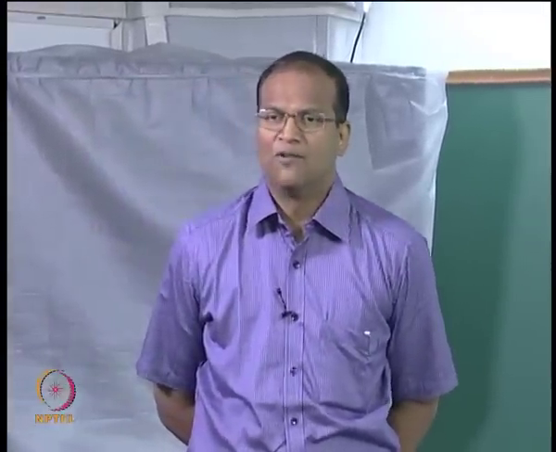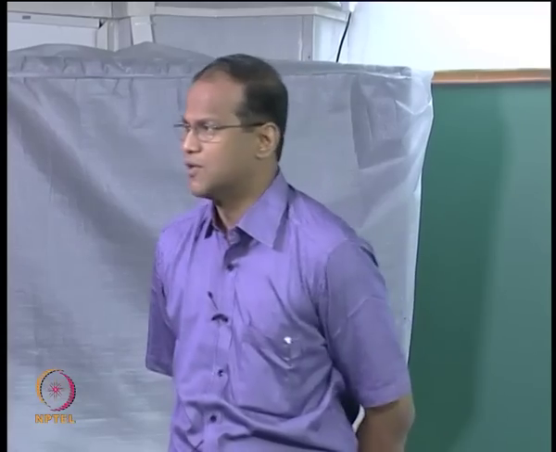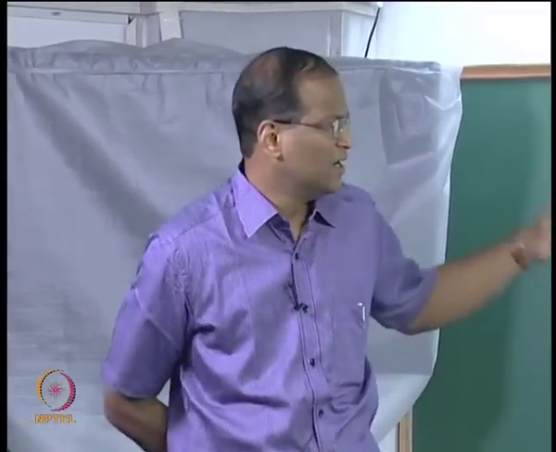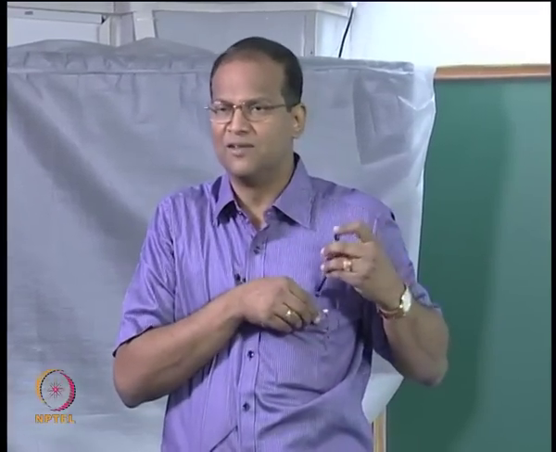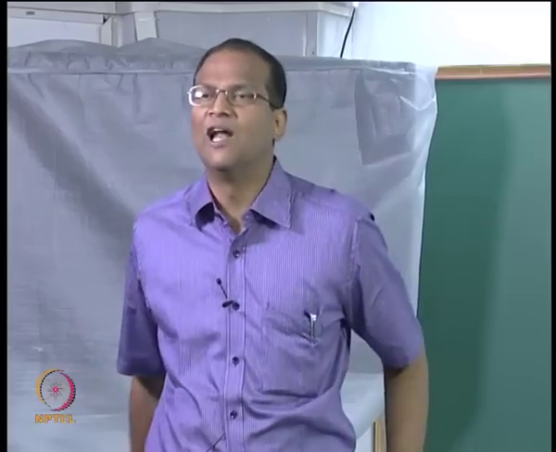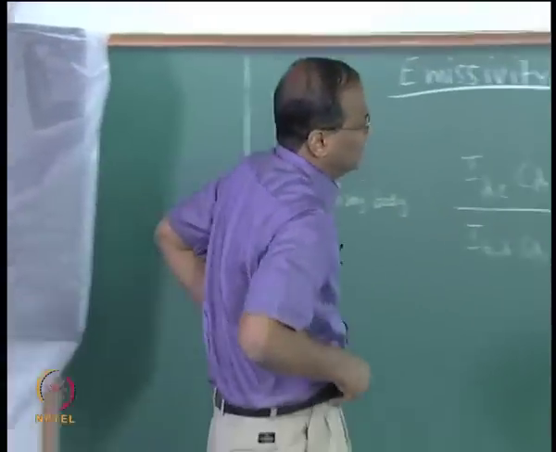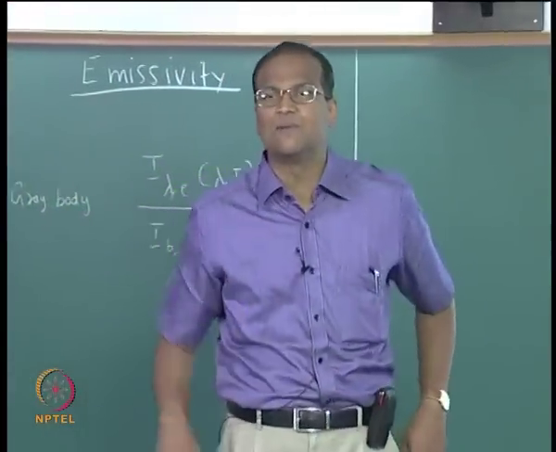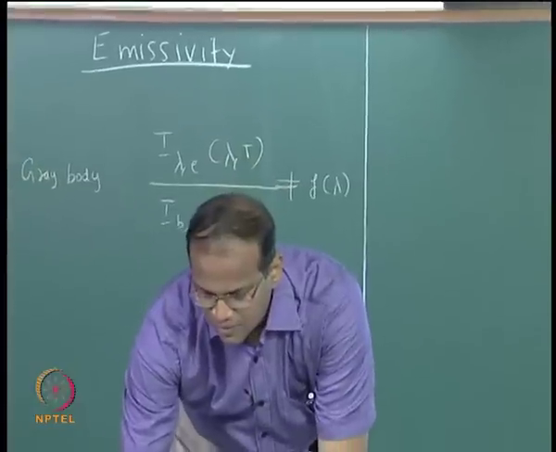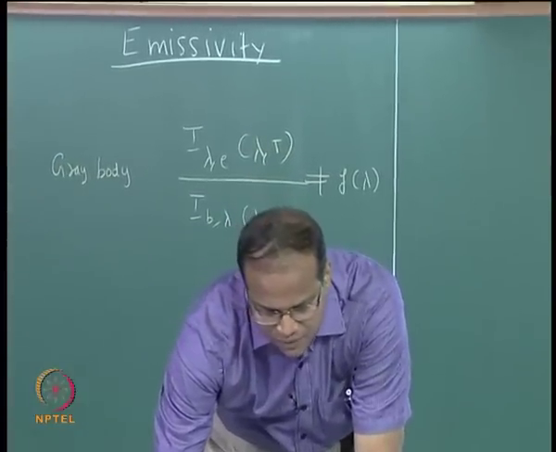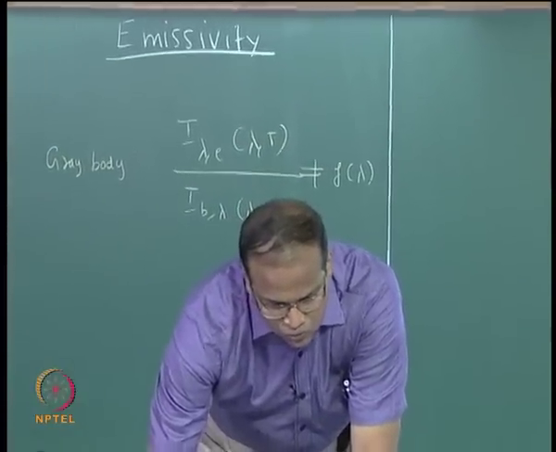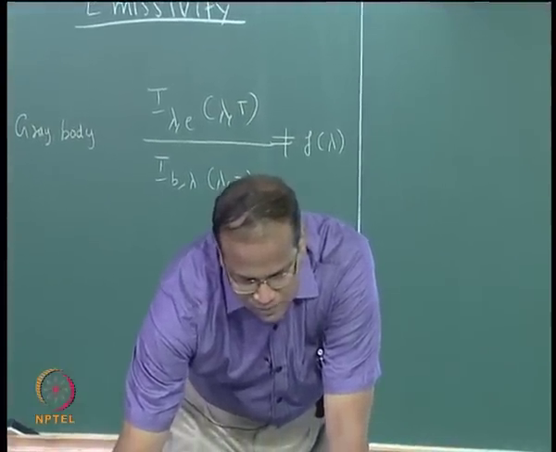Gray body is a very powerful engineering approximation which helps you to analyze very quickly and efficiently. And second, even if you have this variation, we don't have the competence, or sometimes we are not aware of the numerical methods to handle this. So this gray body assumption is widely used in engineering practice. So this is as far as variation with respect to lambda is concerned. Now the next thing is we have to see the variation with respect to theta.